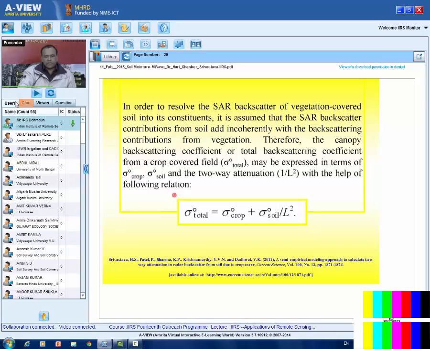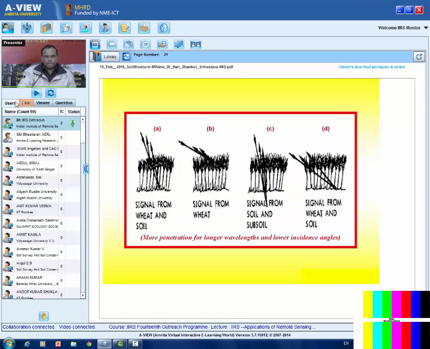By using this equation we can estimate how much backscattering is coming from the crop, how much backscattering is coming from the soil, and what is the two-way attenuation introduced by the crop canopy. Now this slide is showing that by selecting proper SAR sensor parameters, we can target a specific portion or a specific component of a target.